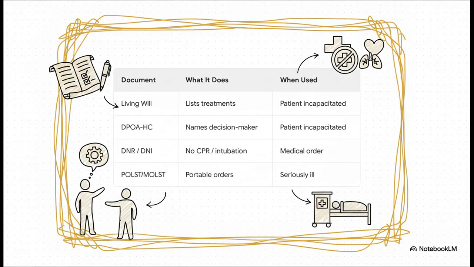Now, a DNR, or DNI, that's different. It's an actual medical order in the chart. And a POLST? Think of that as a set of doctor's orders that can travel with a seriously ill patient. Knowing what each one does and when it's used, that's the key.